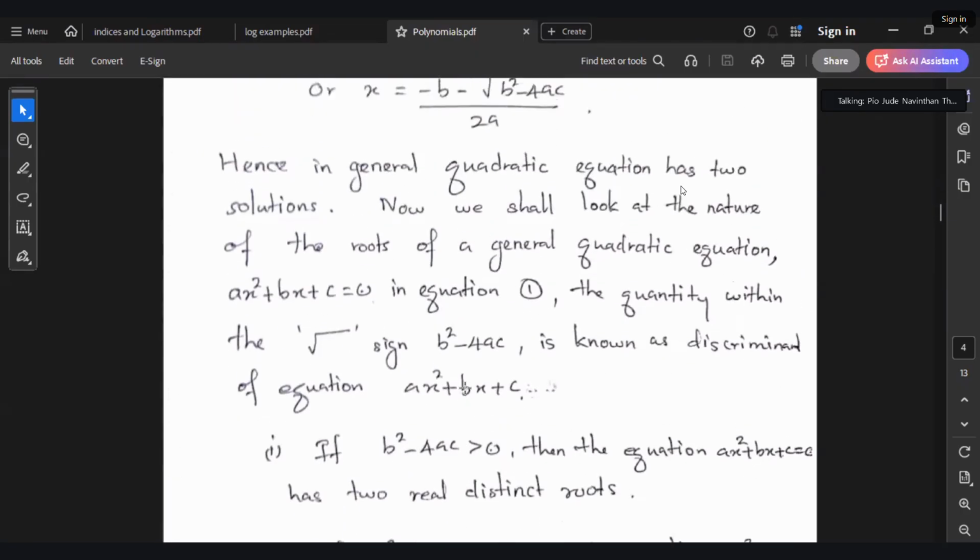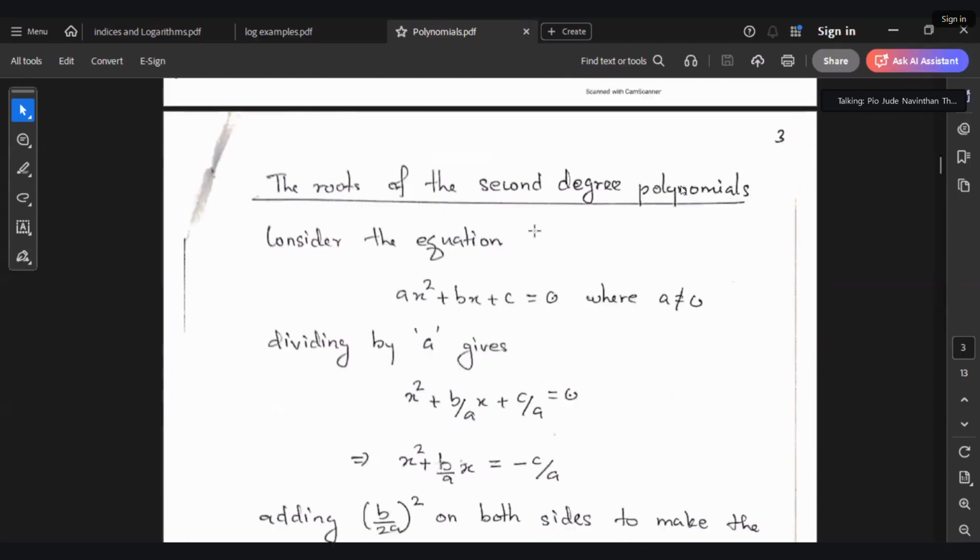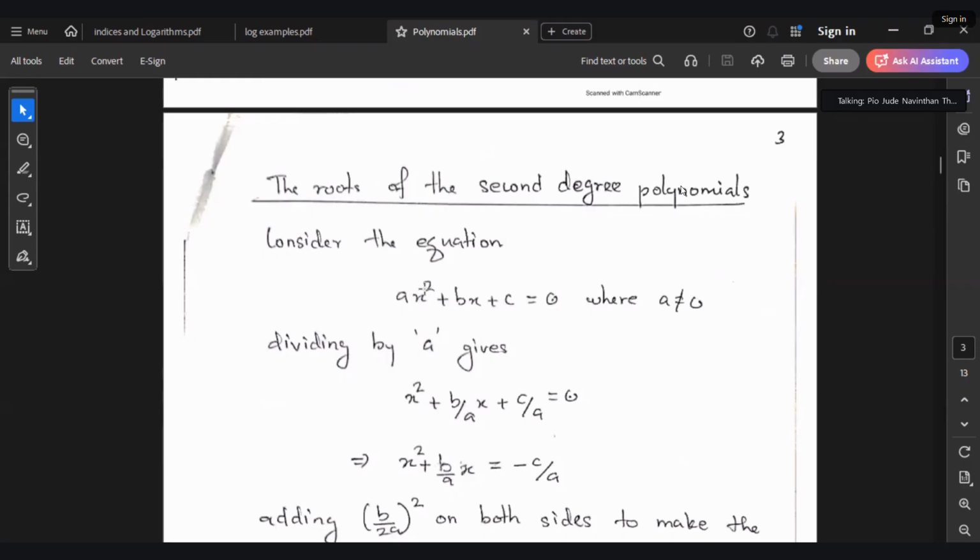Right. So according to this delta, if you check the delta, we can say what the type of solutions or roots are. Normally this is an equation. If it is an equation, x will have two values, right? Those two values can be the same: x is equal to 2, x is equal to 2.